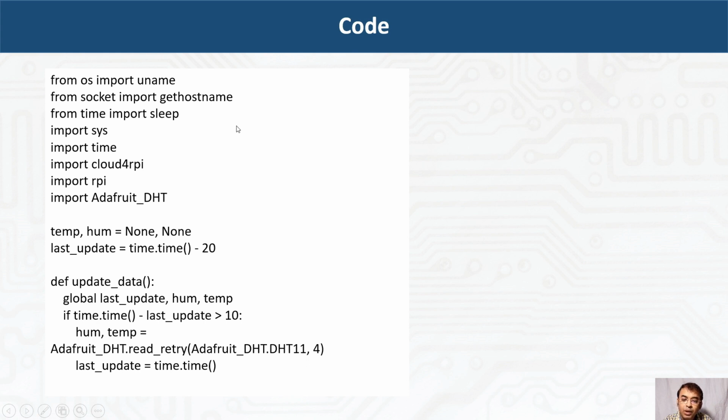So guys, you can see in this code it is written import Cloud4Rpi, then also importing Adafruit DHT. This is the function Adafruit_DHT.read_retry, that will actually read the data. So this function needs two arguments, one the sensor number, that is 11, and the pin is 4. So that is recorded in the humidity variable and the temperature variable.